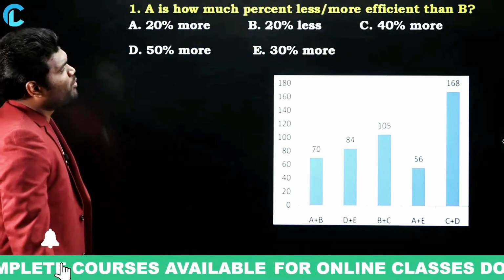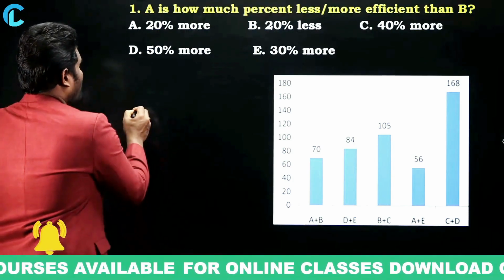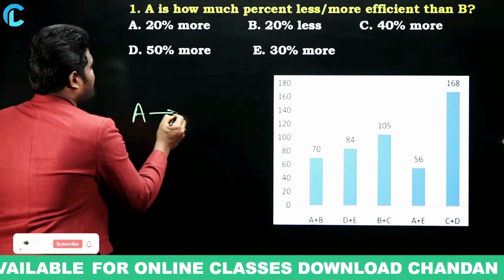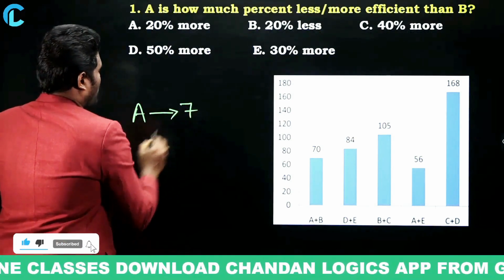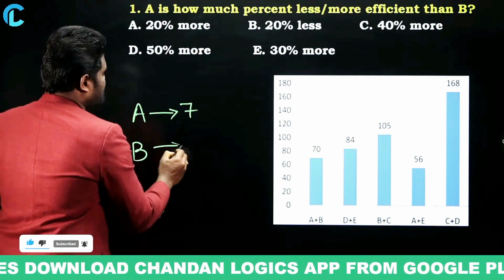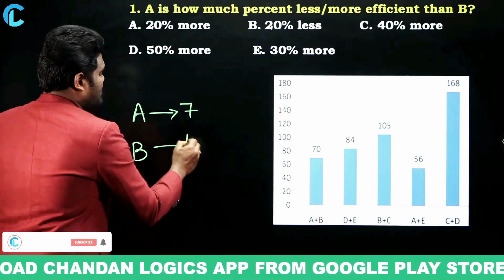Now look at the first question. A is how much percent more or less efficient than B? Now, A's efficiency is how much? A's efficiency is 7. Yes or no? Now what about B's efficiency? B's efficiency is 5. Yes or no?